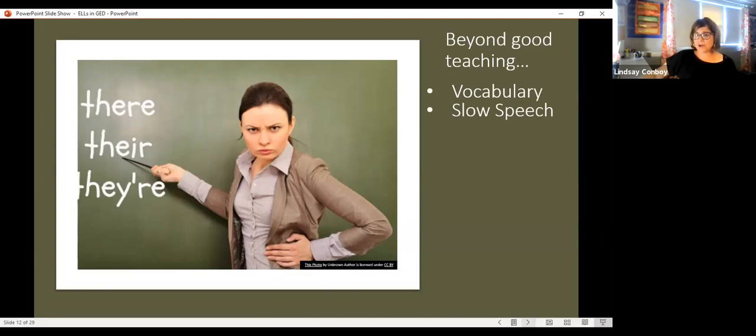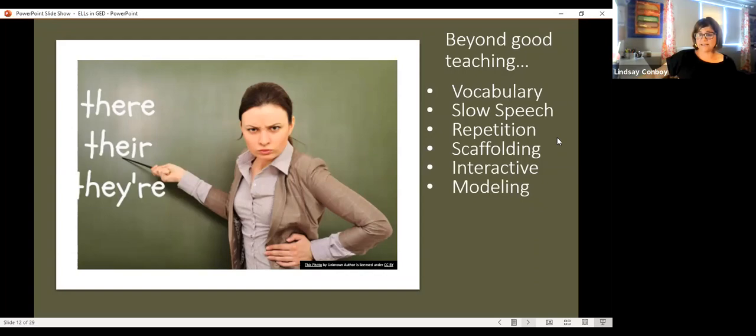Slow speech. So when I'm in the classroom, I actually speak a lot slower than I am right now. Repetition. So repetition, I'm going to speak a little bit about in a few slides, but this is not just repetition in the moment, but spaced repetition, where you're repeating the material and the skills every so often, or on assessments, so that the students don't forget how to use those skills. Scaffolding. Make it interactive. Modeling.